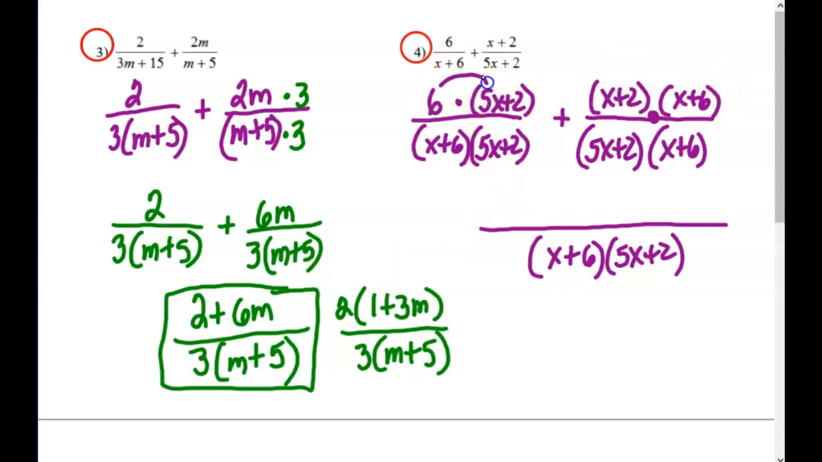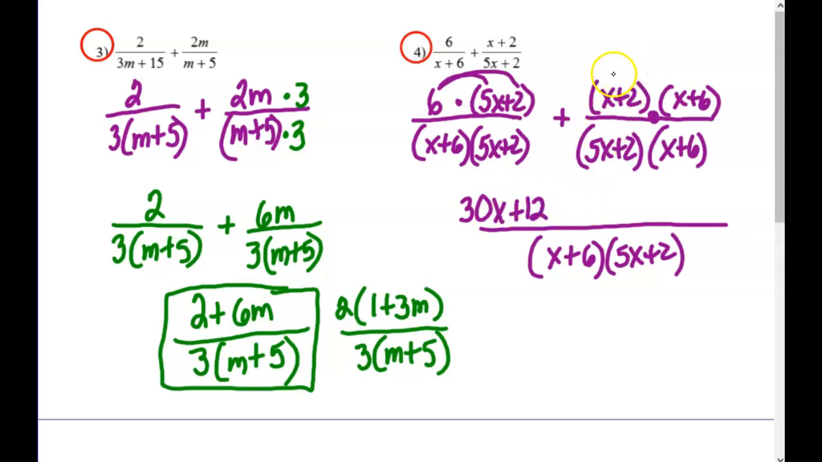But we got a bunch of stuff going on the top. Can we distribute this 6 here? What do we get? I know mine's written really far from the parenthesis, but it is still distributed through there. 30x plus 12. Did I do that right?